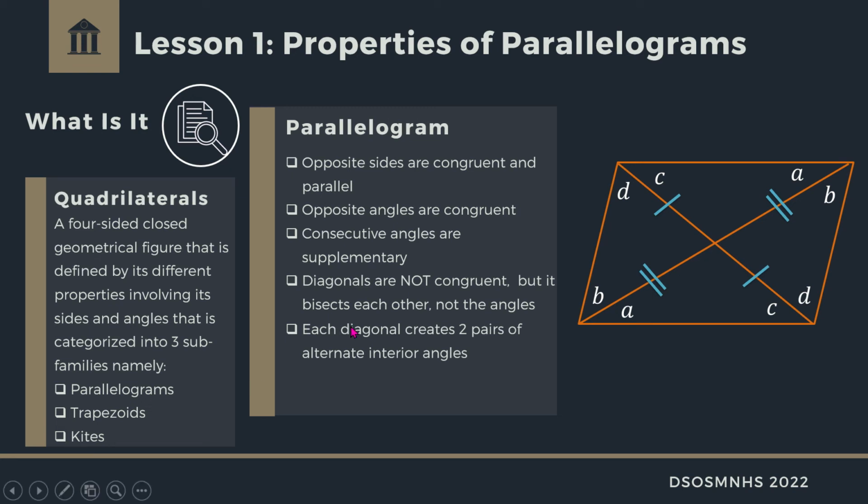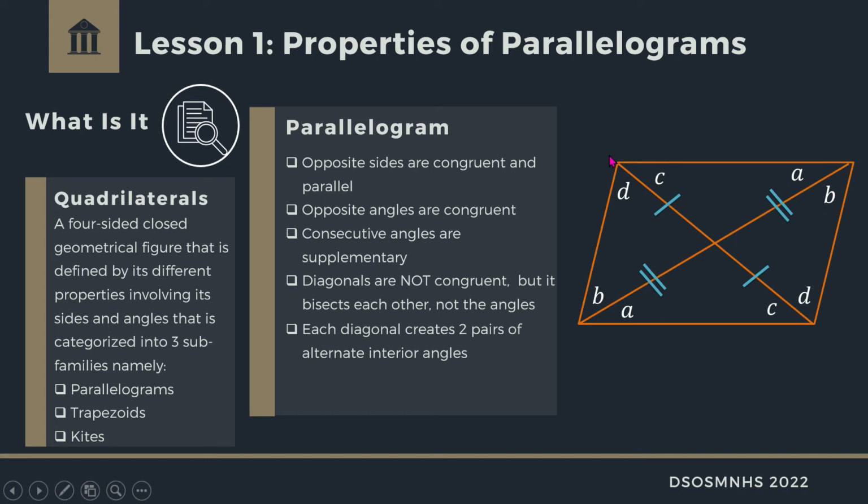Each diagonal, the long diagonal and the short diagonal, creates two pairs of alternate interior angles. The first diagonal going to the upper right creates two pairs of alternate interior angles. The first pair is angle A. The second pair, angle B.